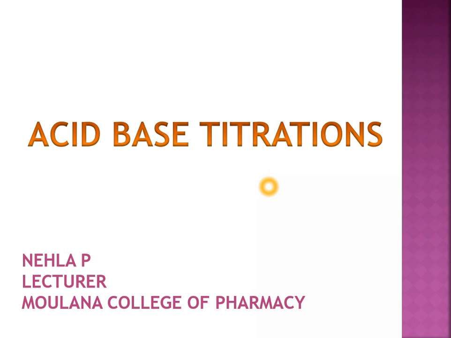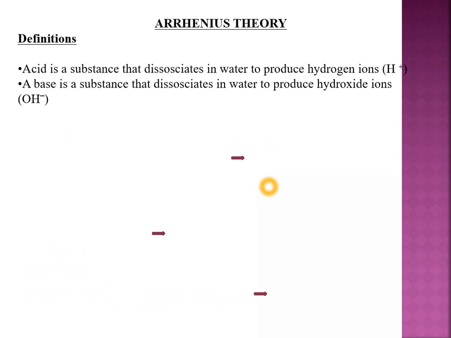So good morning all. We can discuss some introduction portions of acid and base titrations. In acid and base titrations, there are three important theories. The first one is the Arrhenius theory.